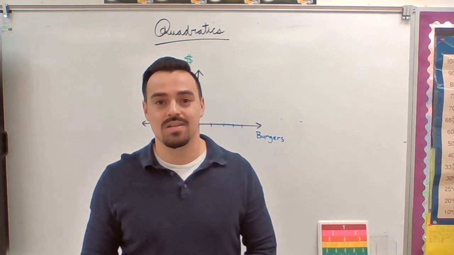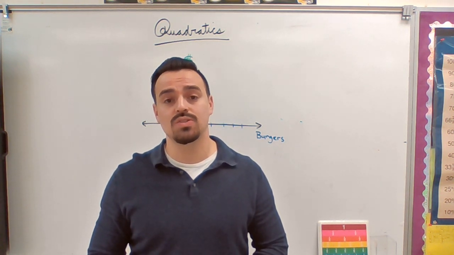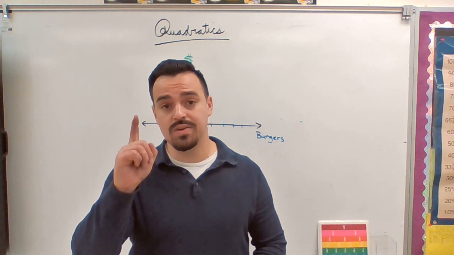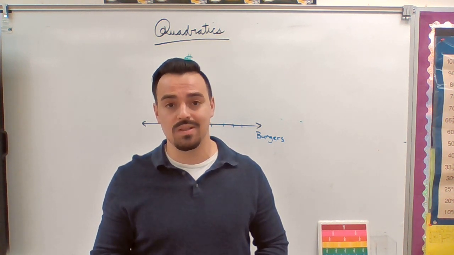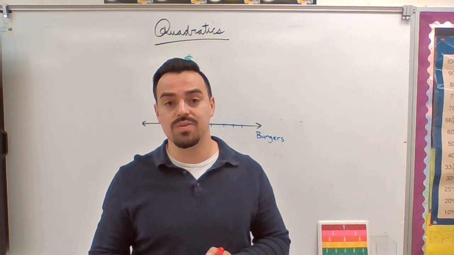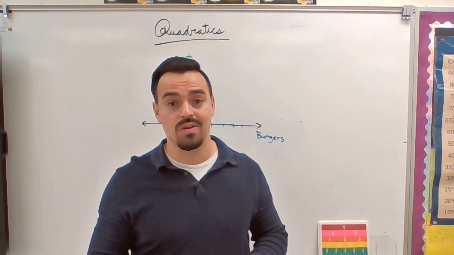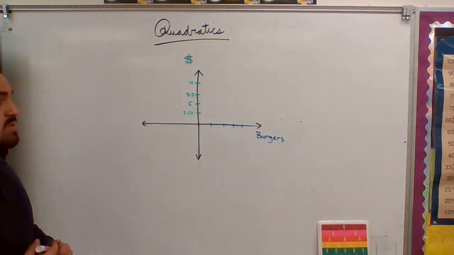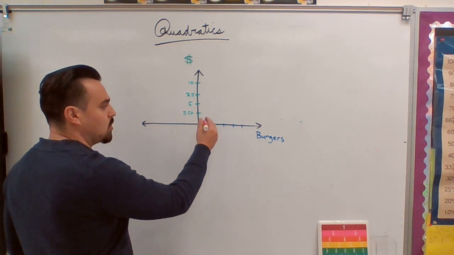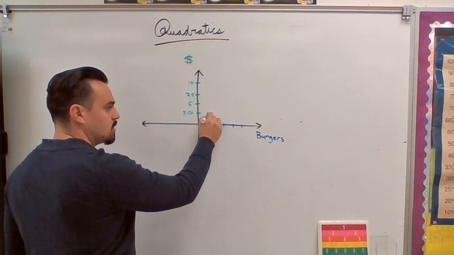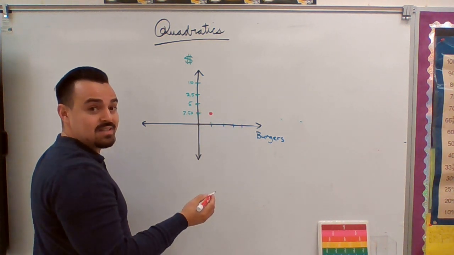Hey everybody, we are going to start into quadratic relationships, but before we do, I want us to understand what we would use linear relationships for and what we can use quadratic relationships for. So linear relationships, I'll give you a pretty good example. If you get one burger from Culver's, one butter burger, it'll cost you $2.50.